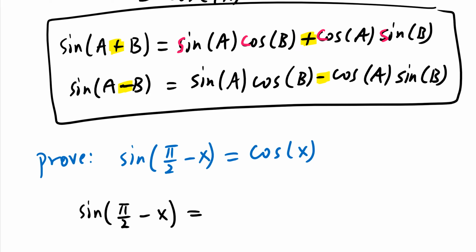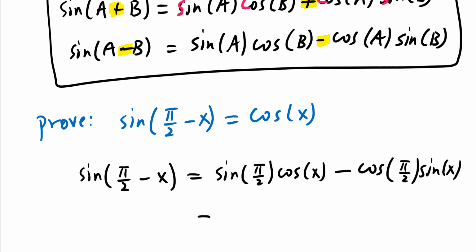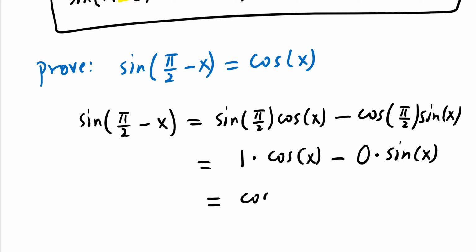What's sine A minus B? It's sine A cosine B minus cosine A sine B. What's sine pi over 2? It's 1 from the table. Cosine pi over 2, 0 from the table. This is cosine x. So that proves what we need.